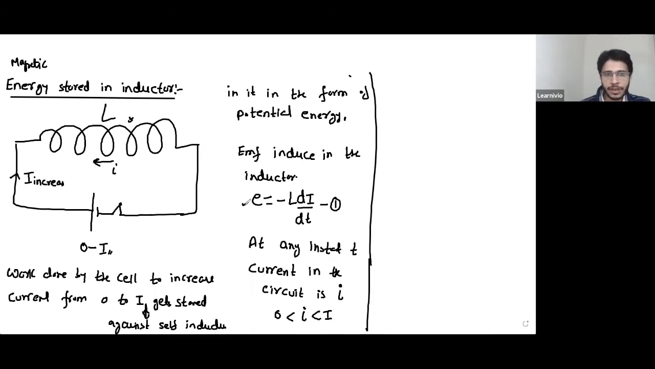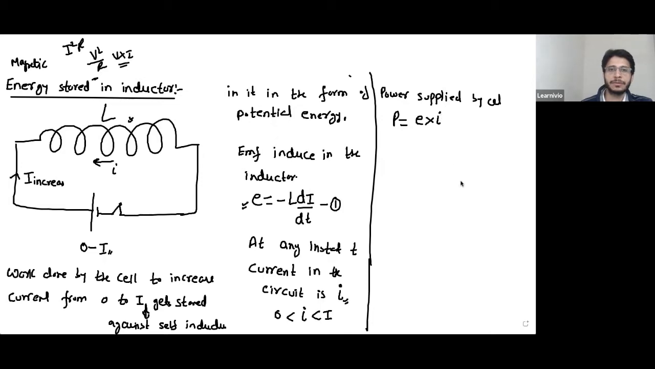So now you have the EMF. At that instant, the EMF induced in the inductor is this. The current in the circuit is this. Can you tell me the power supplied by the cell? Does anyone remember the formula of power? So power is E multiplied by I. And do one more thing, take this I as small i. This is equation number 2.